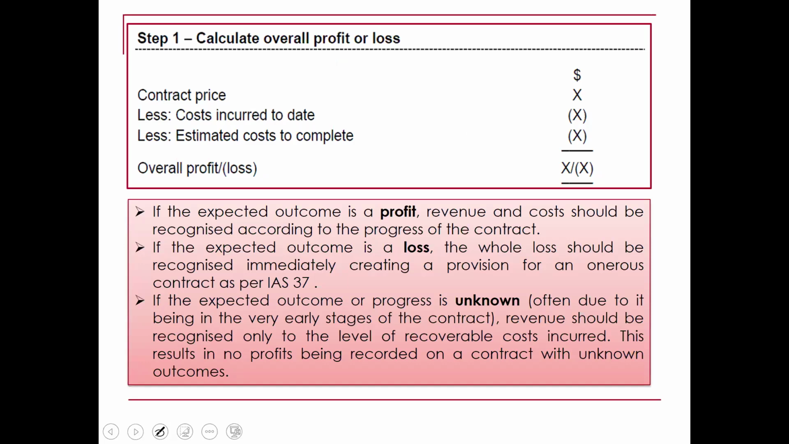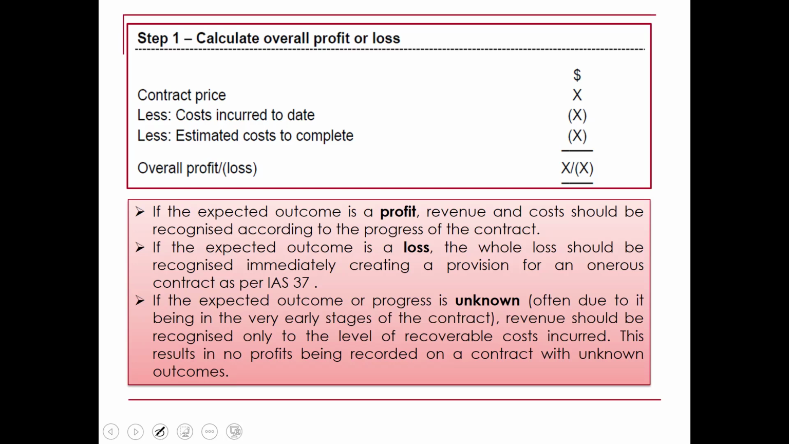Right, so let's look at the 4 steps in a bit more detail. So the first step, we have said, is to calculate the overall profit. So what is the contract price? What is the total amount of money that we've charged the customer? We subtract the cost that we have already incurred to date. How much money have we spent on this project that we need to recover from the revenue that we charge the customer? What are the estimated costs to complete?